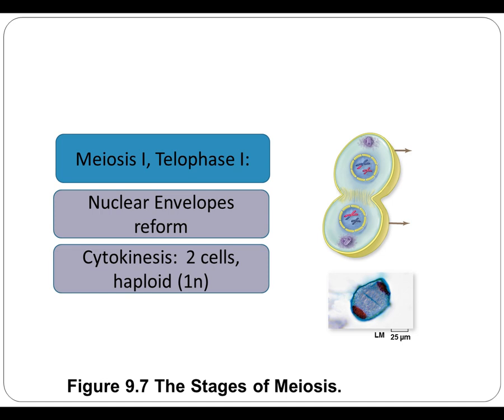Following telophase, the cell will enter into cytokinesis. So we have two cells that are considered to be haploid. There's still more to go, though, right? Each of these daughter cells then themselves need to be split apart. So the duration between meiosis one and meiosis two depends on the species and the gender.